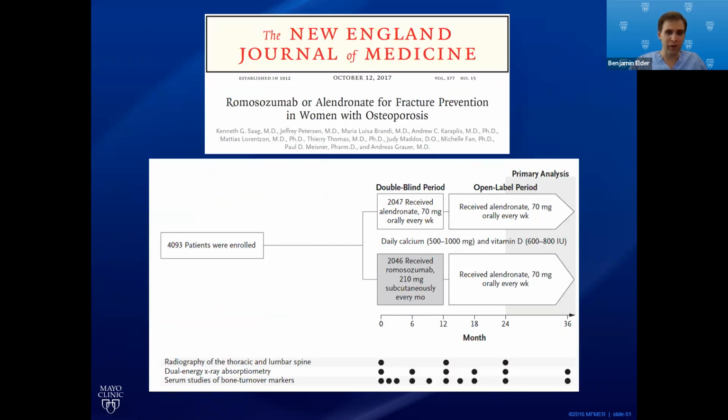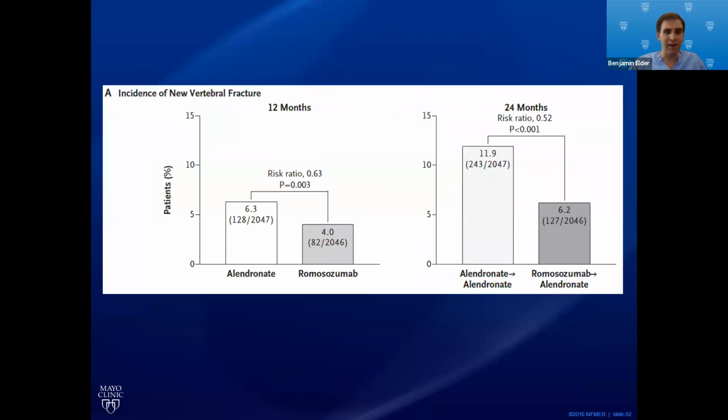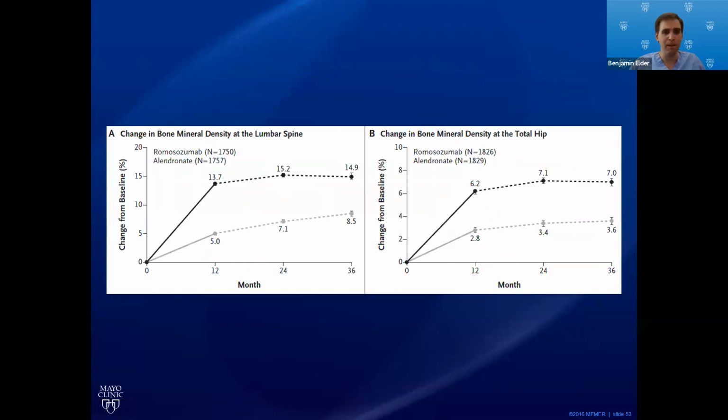This was a New England Journal randomized trial from 2017 comparing alendronate to romosozumab. And so based on this, for looking at the incidence of new vertebral fractures at 1 year, only 4% of patients had new fractures with romosozumab treatment compared to 6% with alendronate. And at 24 months, we see almost a 50% reduction in the risk ratio with romosozumab treatment, followed by transitioning to alendronate at 1 year.